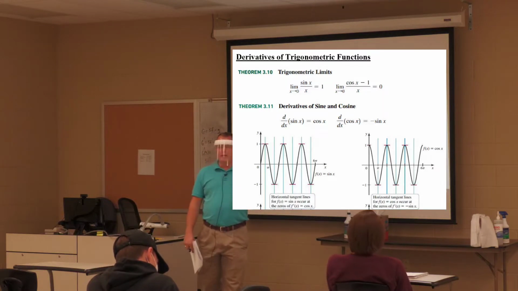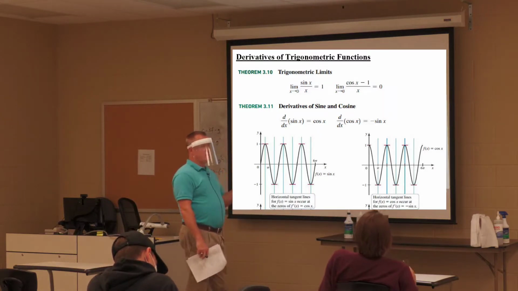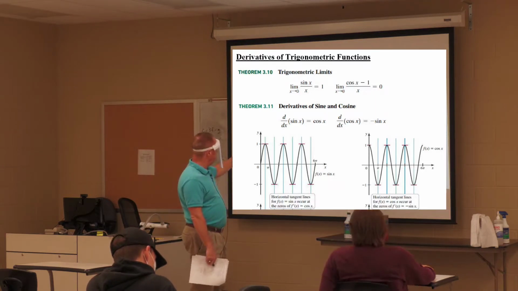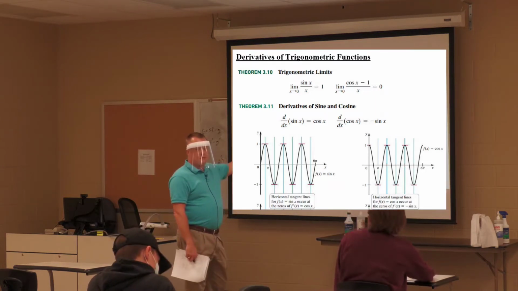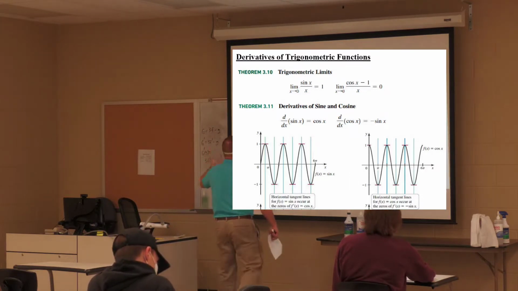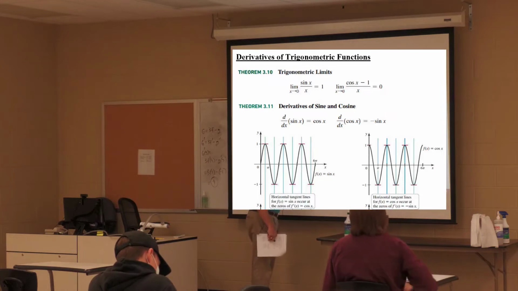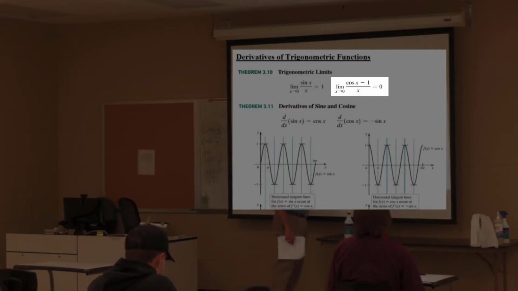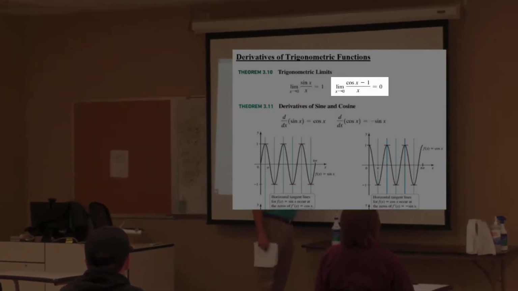in Cal 2, you learn something called L'Hopital's rule, and you could actually find these limits with L'Hopital's rule without having to memorize anything. All right, but for now, usually in Cal 1 they present these, and you just kind of have to remember: the limit as x approaches 0 of sine of x over x is 1. The limit as x approaches 0 of cosine x minus 1 over x is equal to 0.